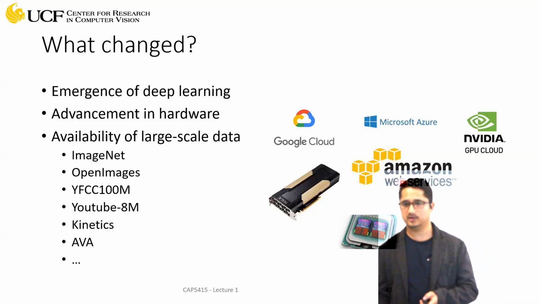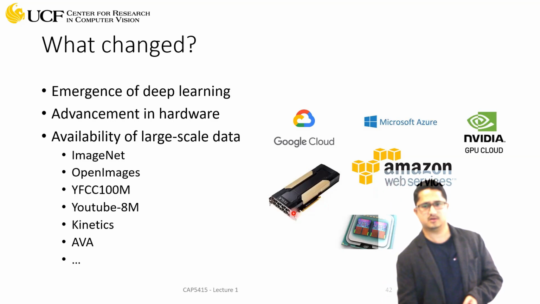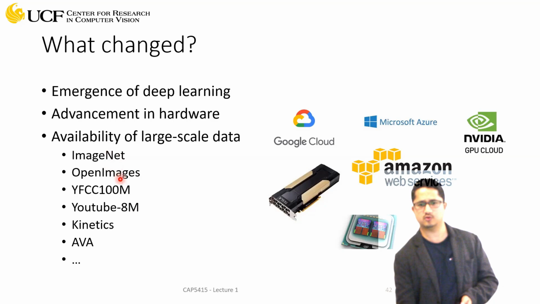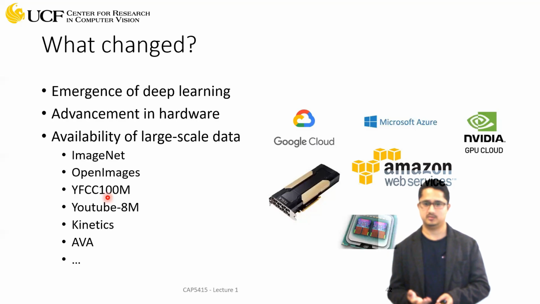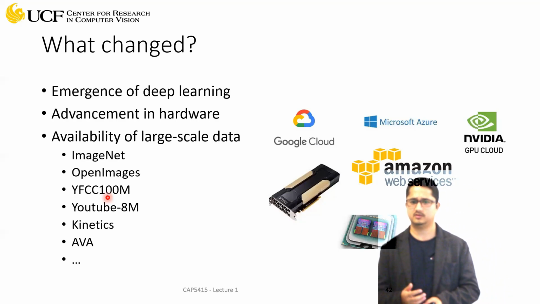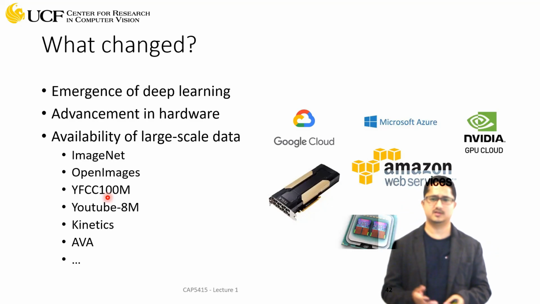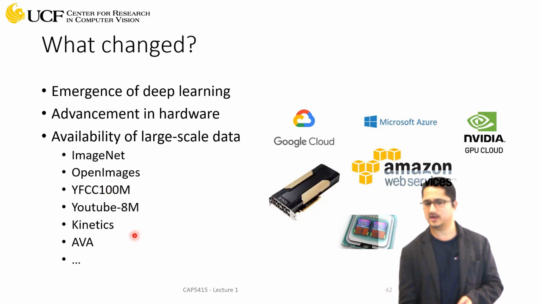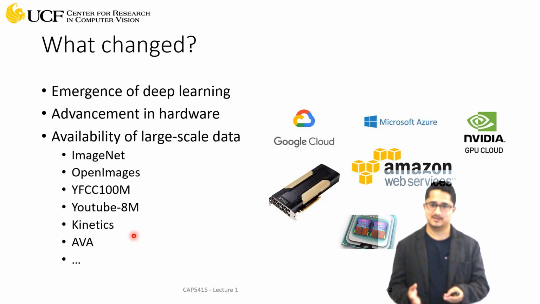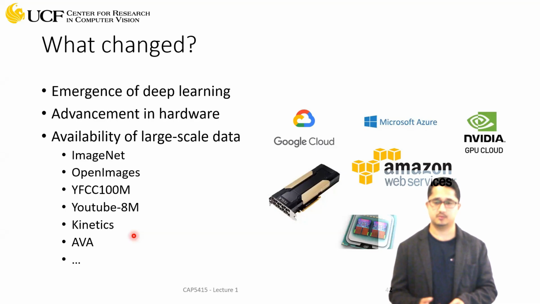This is called data-driven learning, and here is a list of very large-scale datasets. We have ImageNet, which has around 14 or 15 million images. We have Open Images, which is again pretty huge. YFCC100M, as the name says, has around 100 million images, coming from Flickr, a snapshot from 2014, and it has roughly 1 million videos as well. Then we have YouTube-8M, Kinetics, AVA. There's a long list. And these datasets are what is fueling research in deep learning and computer vision.